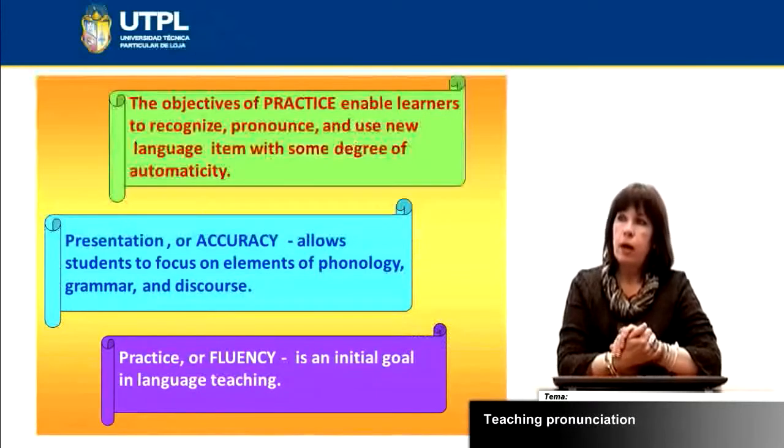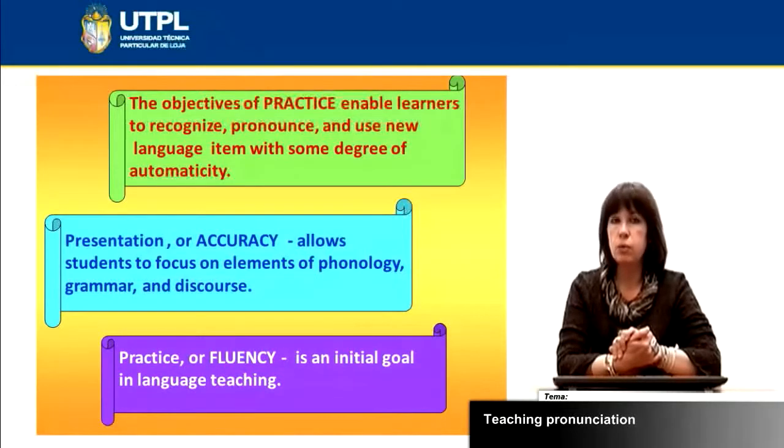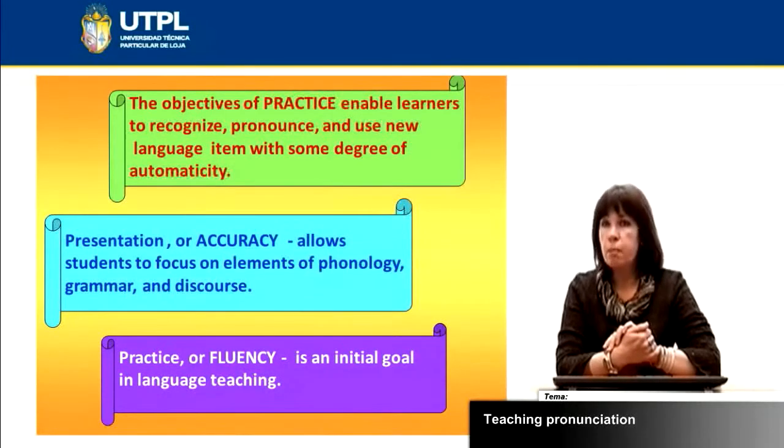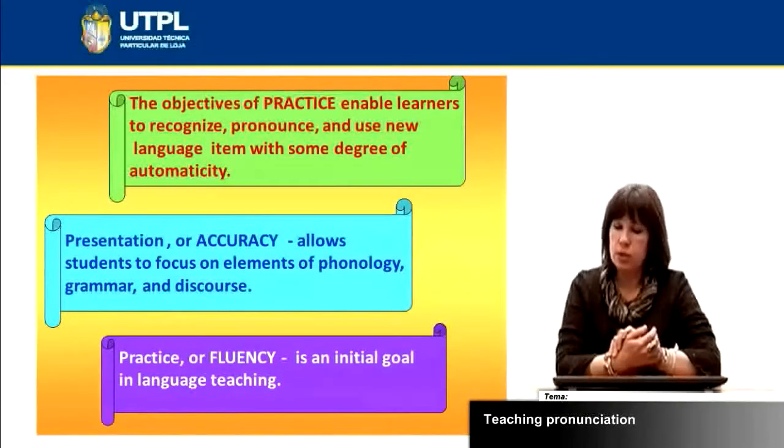And so I would like to give more explanations about practice. So fluency and accuracy, and what is the difference between them? Well, in accuracy, students are expected to achieve very, very correct production of sounds, and accuracy allows students to focus on elements of phonology or grammar and discourse. This notion of accuracy can be applied not only in production of correct sounds, but it also can be used when we want to achieve correct production of grammar, sentences, and discourse elements.